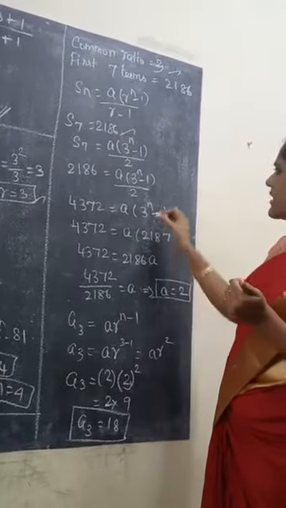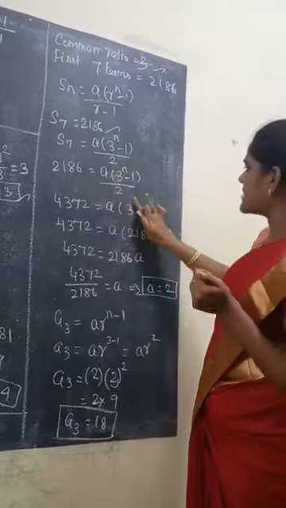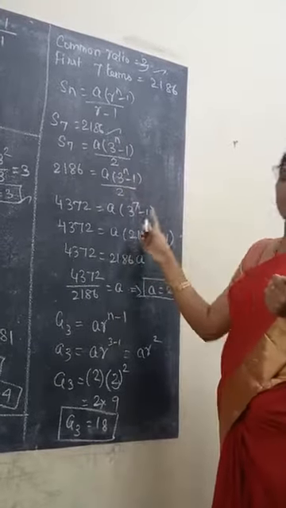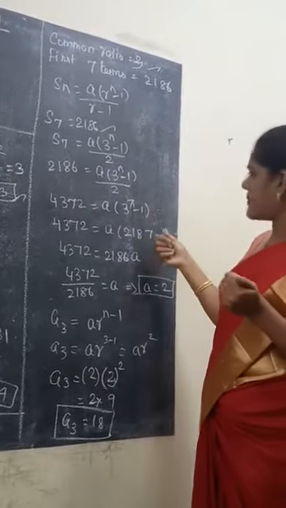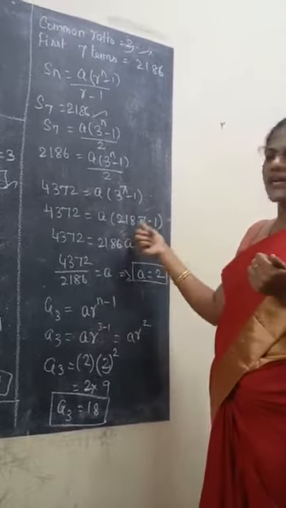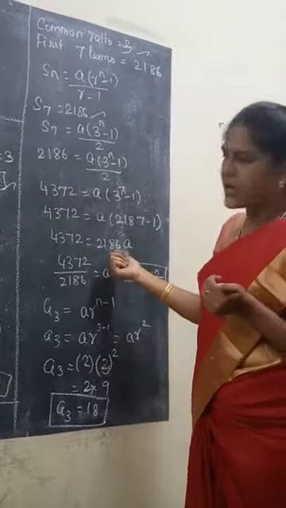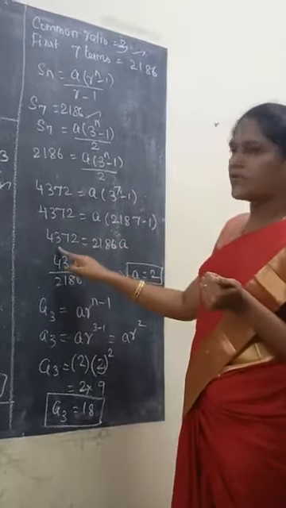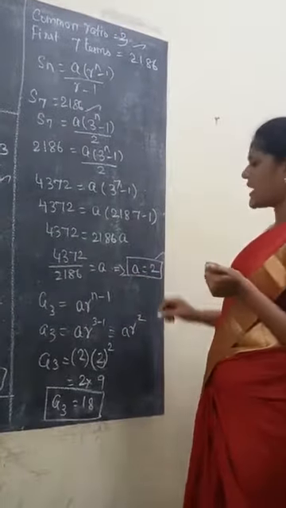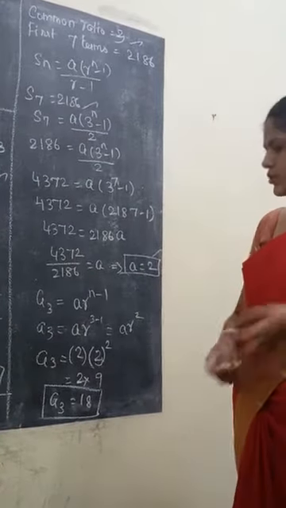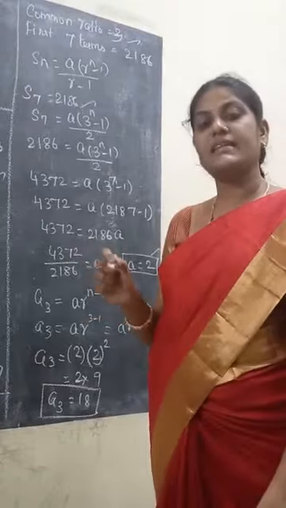So 3 power n, what is n here? n is equal to 7. Upper 3 power 7 is 2187 minus 1. Next 2187 minus 1 is 2186. Upper 2186 A equal to 4372. So what is A? A is equal to 2. Now they asked to find the third term.